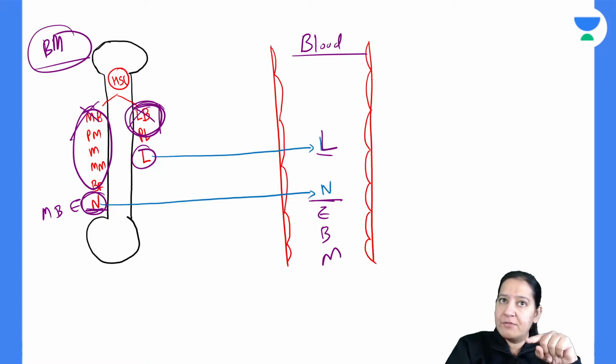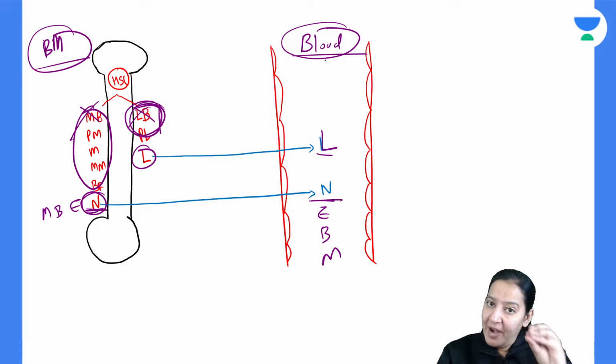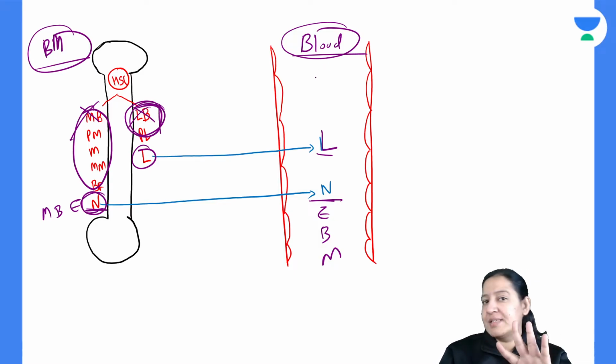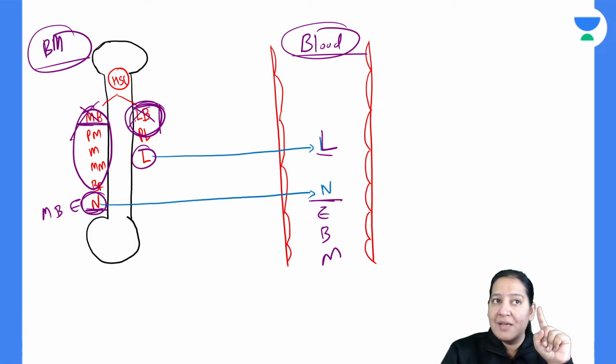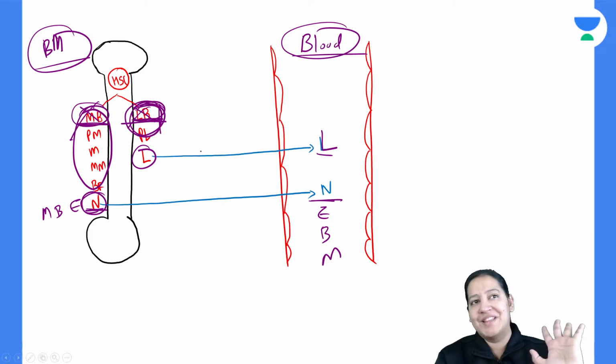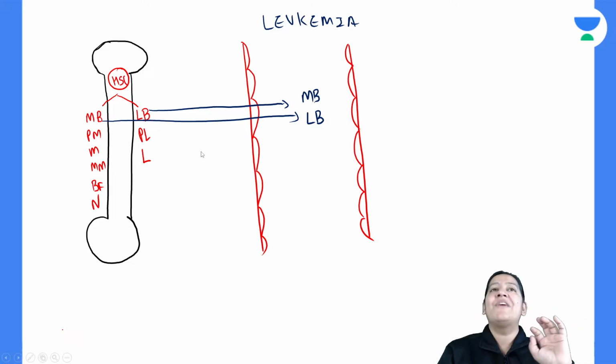So what are the cells of the bone marrow? What are the cells in the blood? The final product is coming: the mature WBCs are coming, but their precursors are not coming in the blood. The first precursor is the blast. These are the two types of blast, myeloblast and lymphoblast. They are not coming in the blood. Have you got it? Now, what is the definition of leukemia?